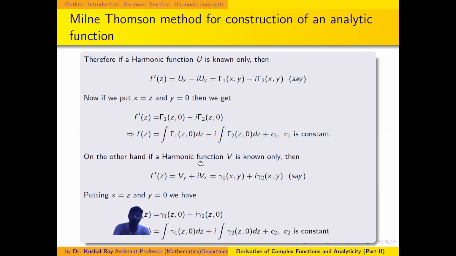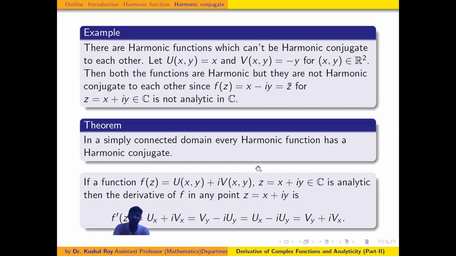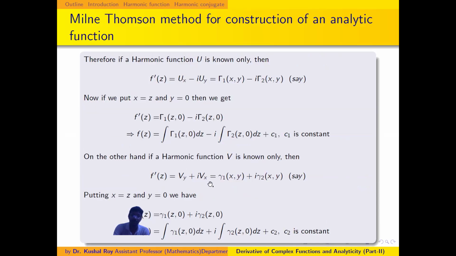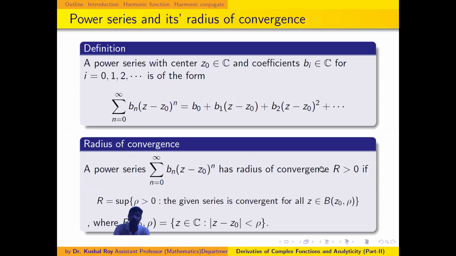On the other hand, if only the harmonic function v is known, then we can write f dash z equal to vy plus ivx. In that case, we can assume it to be gamma 1 xy plus i gamma 2 xy. Now, putting again x equal to z and y equal to 0, f dash z must be gamma 1 z0 plus i gamma 2 z0. And therefore, just by integrating it, we get our f. So this is the Milne-Thomson method.